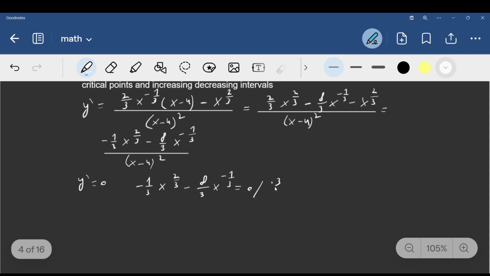Let's multiply this by 3. We don't want this fraction right here. Let's multiply this also by x to the power of 1/3 to get rid of this thing, and we will be left with minus x minus 8. Beautiful. So what we're getting is that x equals minus 8. Okay, this is outside of the function's domain, so no critical points. Let's write this down.